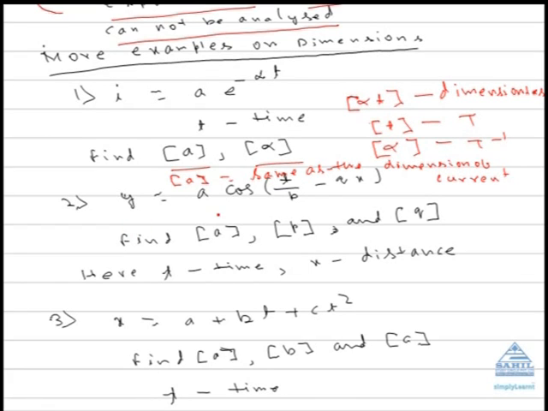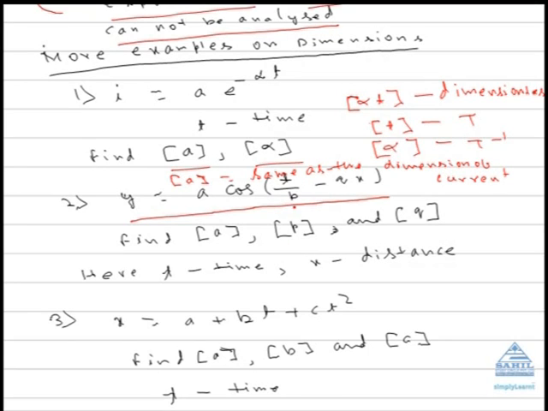Now let's take another example. y equal to a cos (t by p minus qx). Here y is displacement, a is some unknown quantity, t is time and x is position. p and q are variables, as is the case of a. Now we have to find the dimensions of a, p and q.